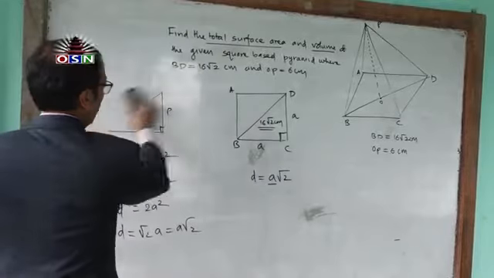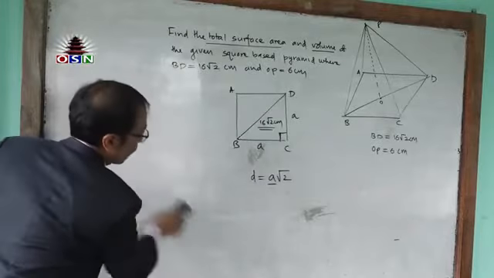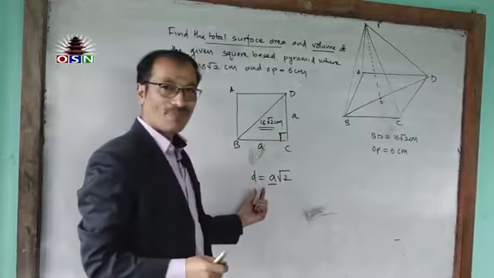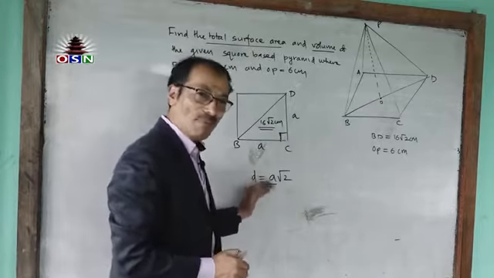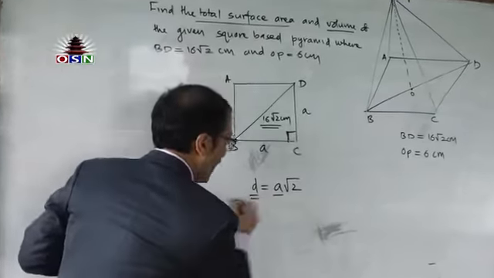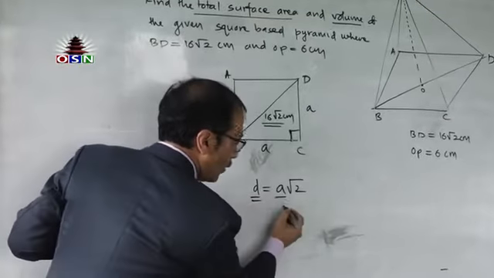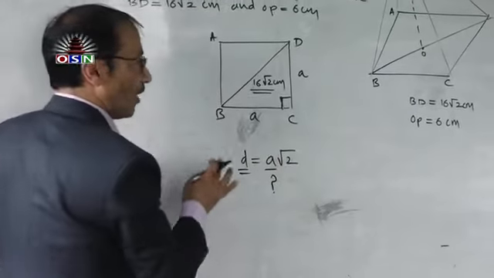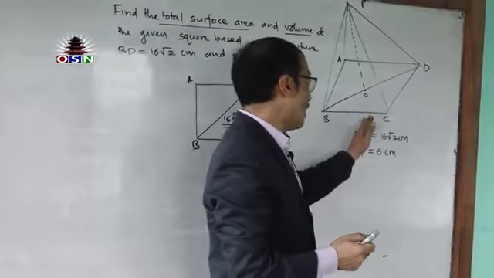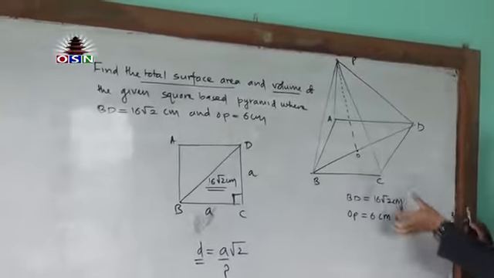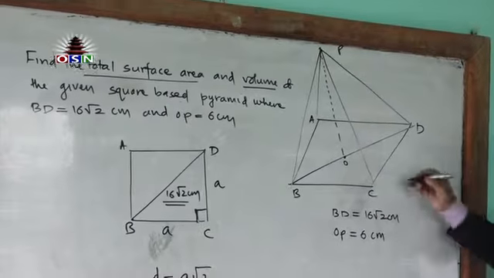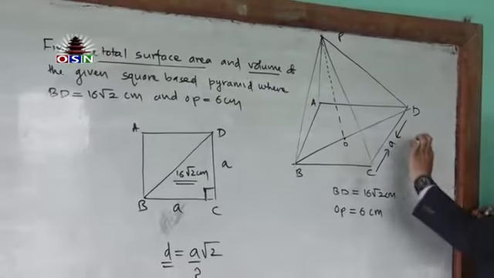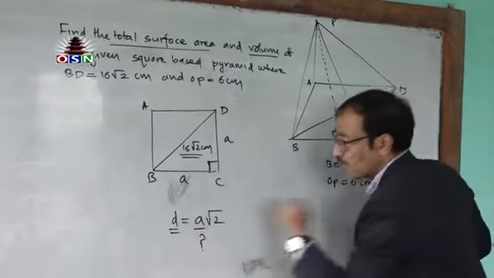After this, with the help of this formula, if you have the diagonal, you can find the side. If you have the side, you can find the diagonal. Well, then in this figure, though the question has not given you the side, you can find the side with the help of this formula.